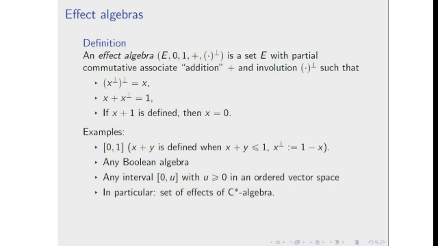And yes? Could you just intuitively explain why you need the involution to make this an effect algebra? If you don't have the involution, then it is something called a partial commutative monoid, or something slightly more general. It's a weaker structure, so you have more of them.